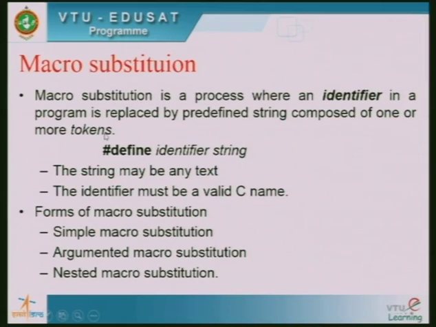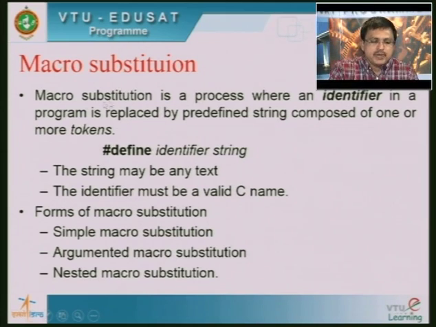Now let's see macro substitution. This is the simplest concept. Those of you who have studied assemblers will know what this is. Macro substitution is a process where an identifier, which is just a name, in a program is replaced by a predefined string composed of one or more tokens. Something like this: hash define, I give a name, let me call it identifier, and I give a string to it. A string is a sequence of characters. So the string may be any text. The identifier must be a valid C variable name. All the rules that are applicable to variable names in C apply to this identifier as well. The forms of macro substitution are simple macro, argumented macro, and nested macro. All of this we will see.